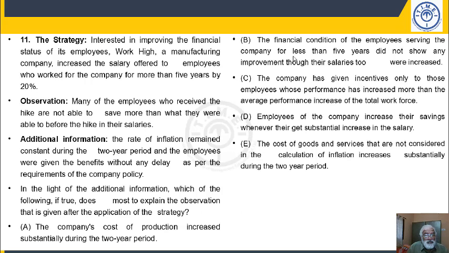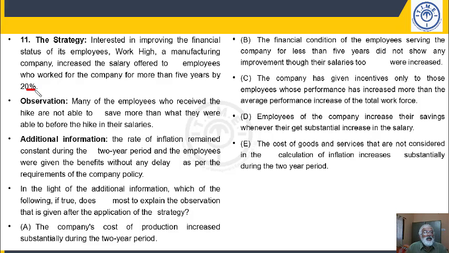Now let's look at another miscellaneous question. Okay. So I'm given three things. I'm given a strategy. What is the strategy? Interested in improving the financial status of its employees, Work High, a manufacturing company, increased the salary offered to employees who work for the company for more than 5 years by 20%, which means this was their strategy. They wanted to improve the financial status of its employees and they increased the salary offered to employees who worked for the company for more than 5 years by 20%, thereby improving their financial status.